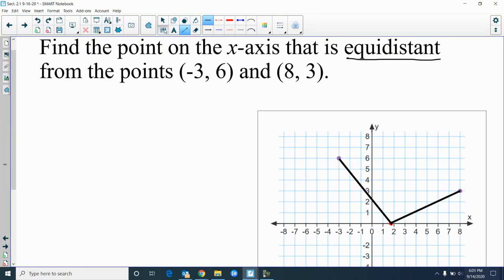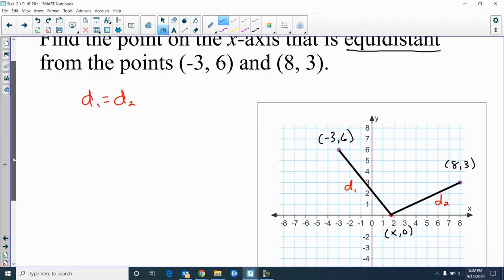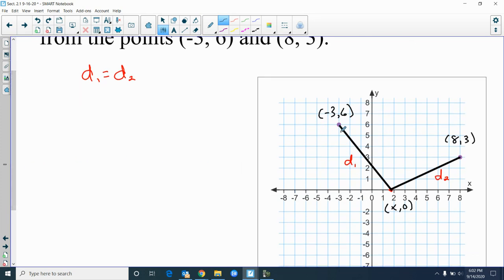I'm going to call this one D1. I'm going to call this one D2. So we want D1, distance 1, to equal distance 2. All right, well, the distance formula is going to be involved. This is the point -3, 6. This is the point 8, 3. And this is going to be the point x, 0. Since it's on the x-axis, it has to have a y-coordinate of 0. Well, what I'm going to do is just set the distance formula up for D1. I'm going to set the distance formula for D2 and set those equal to each other.